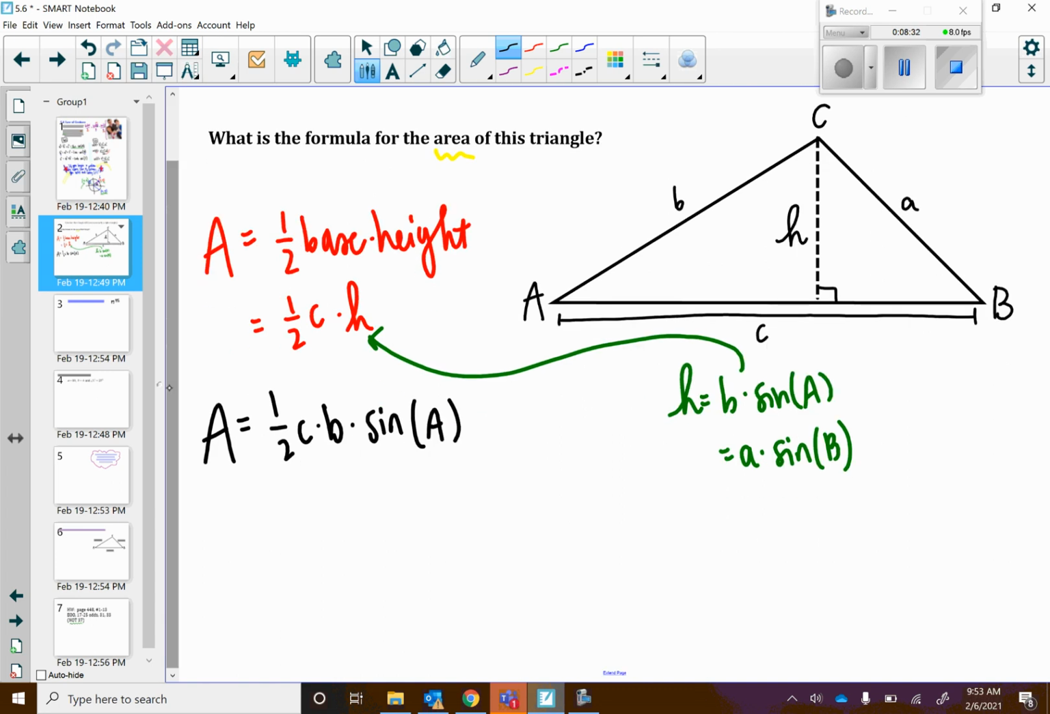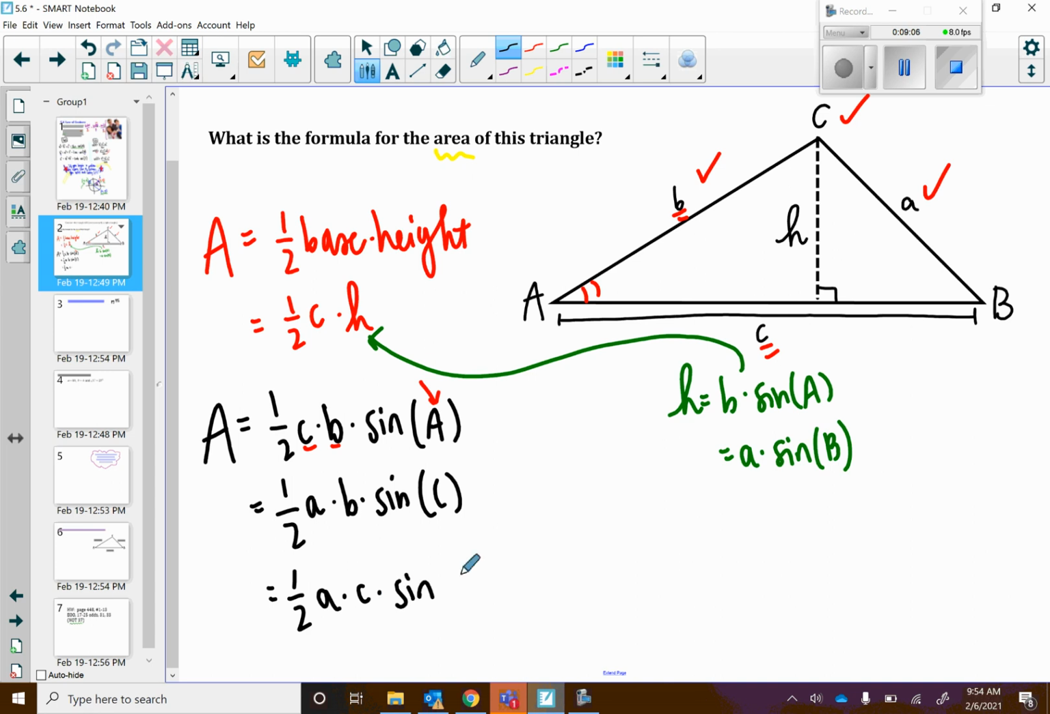But of course, if I turned my triangle, then A would be the base. And so I could also write it as 1/2 A times B times sine of angle C. Notice I have two sides and the angle between them, right? So C and B and the angle between them, A and B and the angle between them. So of course our third option would be 1/2 A times C times sine of B. All three of these are the exact same formula, just depending on what you have.